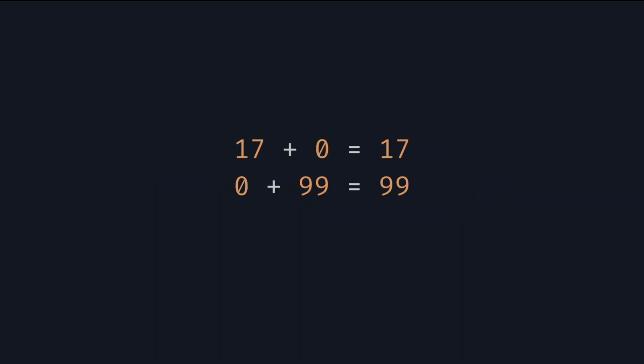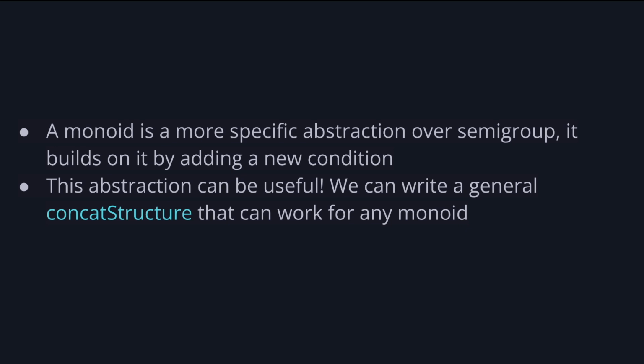Actually, if we move out of the Haskell world for just a second, even integers with plus as an associative binary operation in place of append and 0 in place of identity member form a monoid. So integers together with a plus operation form a semigroup, and together with a 0 form a monoid. We learn new things from this. A monoid is a more specific abstraction over semigroup. It builds on it by adding a new condition, this existence of an identity member.